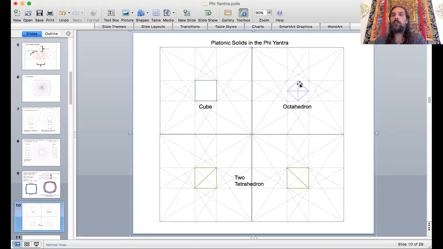This octahedron here, of course, fits right within the cube. Its points touch those.